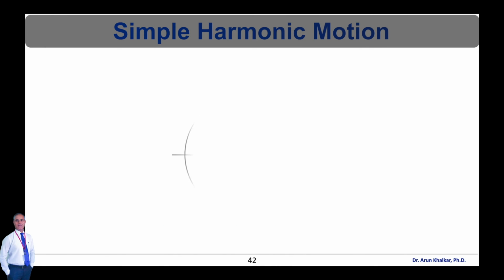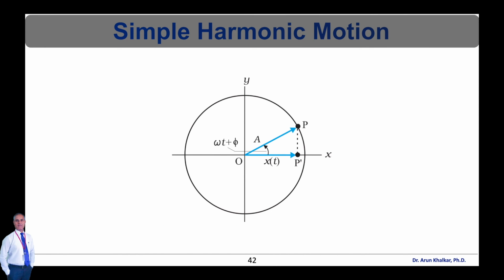Let us consider the motion of a reference particle P as shown in the figure, executing a uniform circular motion with constant angular speed omega in a reference circle. The radius A of the circle is the magnitude of the particle's position vector. At any time t, the angular position of the particle is omega t plus phi, where phi is its angular position at t equal to 0.